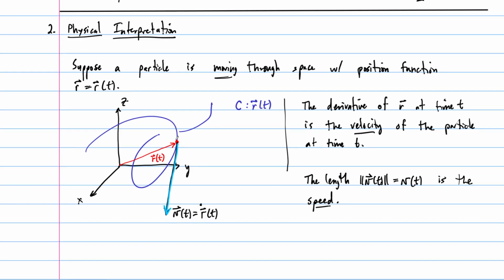Now, many different particles could travel along this curve at different speeds, right? So the direction of the velocity vector is going to be the same at every point for every particle that travels around this, but the length of those velocity vectors is going to change, and that's going to be the speed. All right, the length of the velocity vector is going to be what changes, but every particle that travels around this curve is going to have the same.